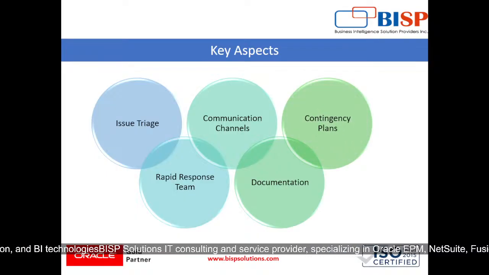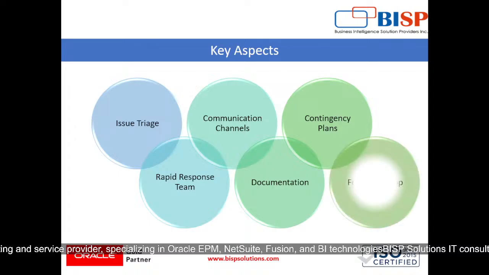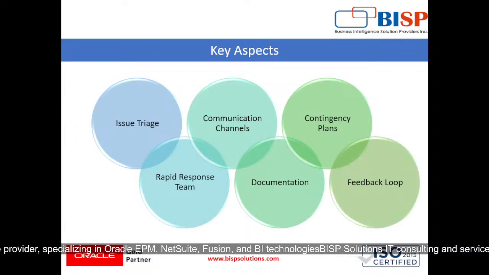Fifth is our contingency plans, where we will be prepared with rollback or workaround procedures if critical issues cannot be resolved immediately, which ensures business continuity. Lastly, the feedback loop. In the feedback loop, it covers gathering feedback from end users to identify any problems that might not be immediately apparent through system monitoring alone.